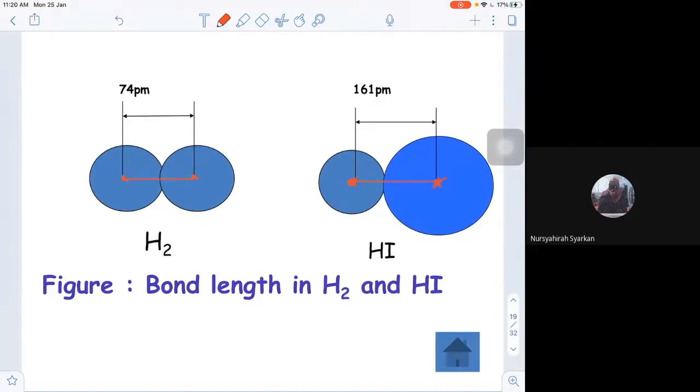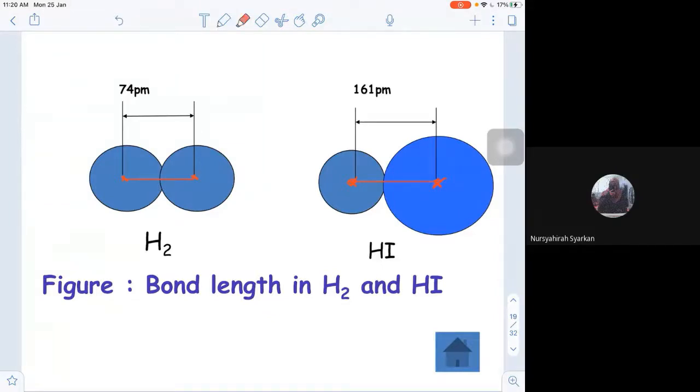Okay, obviously from this figure, which one has a longer bond? Shahira, H2 or HI, which has a longer bond? HI. Why does HI have a longer bond? I think from your observation, the iodine radius is bigger. Yes, because of the size of iodine, which is bigger.